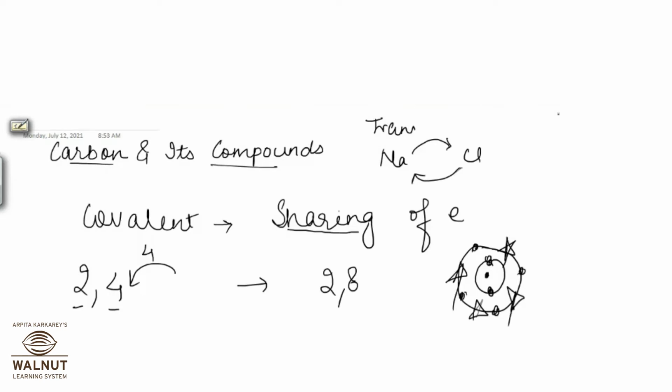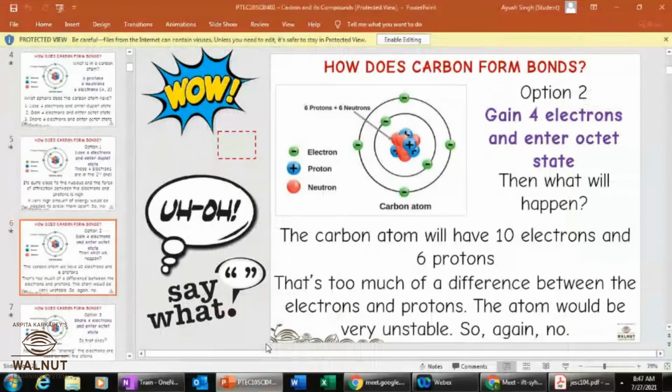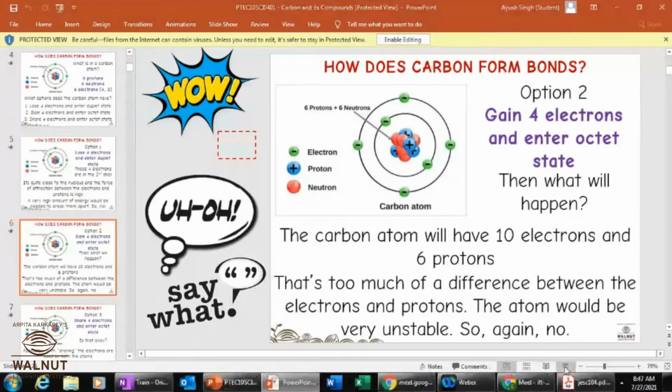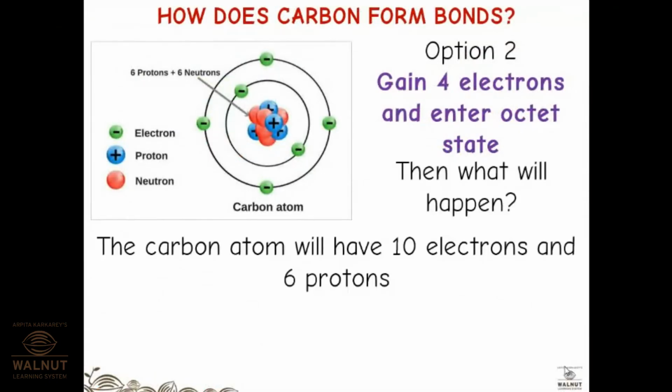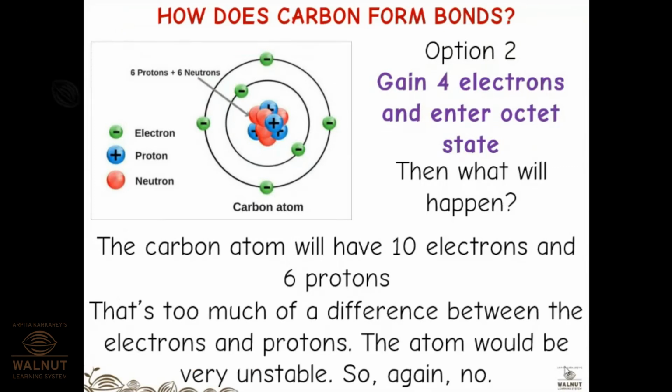Now if you see the size of the carbon atom, it is so small. Is it possible for the carbon atom to withhold 10 electrons? 2 plus 8, 10. For such a small atom, it will be very bulky and a very unstable formation. So that is also not possible. So losing 4 electrons won't help, and gaining 4 electrons also won't help carbon. The carbon atom will have 10 electrons and 6 protons. That's too much of a difference between the electrons and protons. It is not possible for such a small atom to hold 10 electrons.